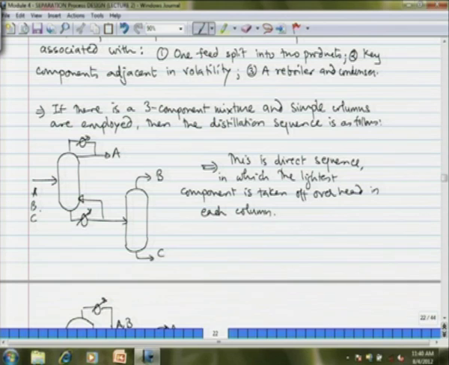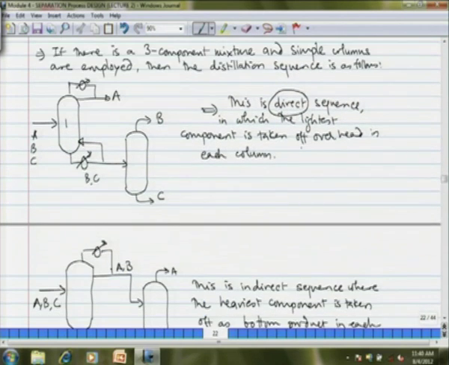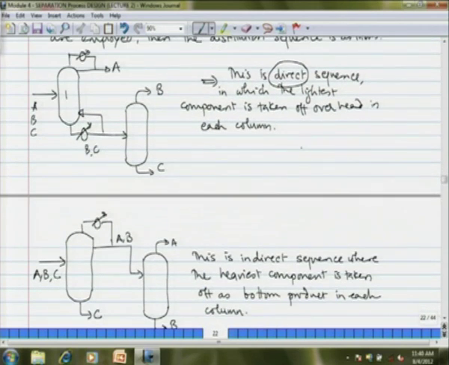The mixture of A, B, C components flows to the first column. A is taken off as a distillate and B and C go to the next column, and then they are split into individual components B and C. This is known as a direct sequence, and the characteristic of the direct sequence is that the lightest component is taken off overhead in each column. So, the mixture is separated in sequence of higher volatility, like A then B.